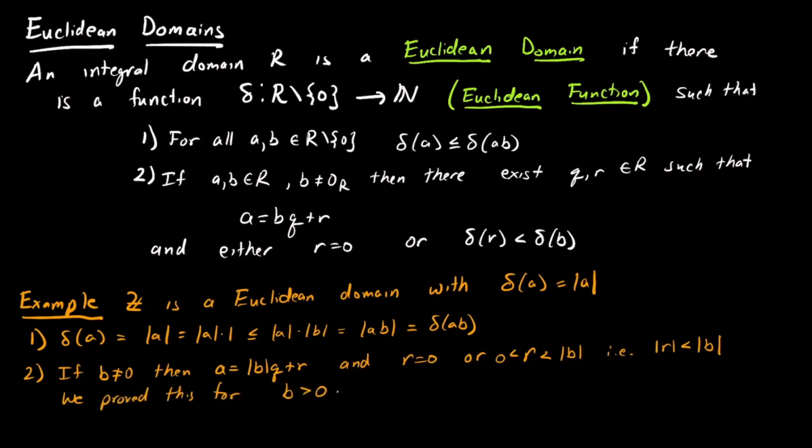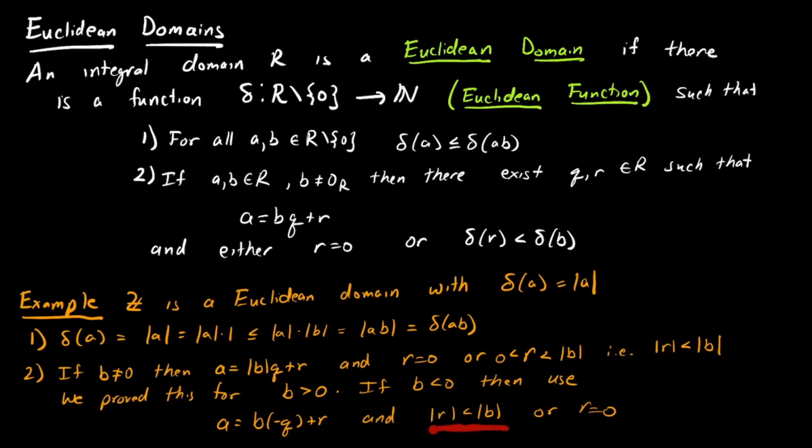Okay, but one thing I'll say again is that we proved this for b positive. What if b is negative? Well, if b is negative, this is actually pretty simple. If b is negative, we can actually write a as b times negative q plus r, and we'll notice that the absolute value of r is less than the absolute value of b, or r is equal to 0. So notice that this condition says that delta of r is less than delta of b, or r is equal to 0. Okay, so Z is a Euclidean domain.